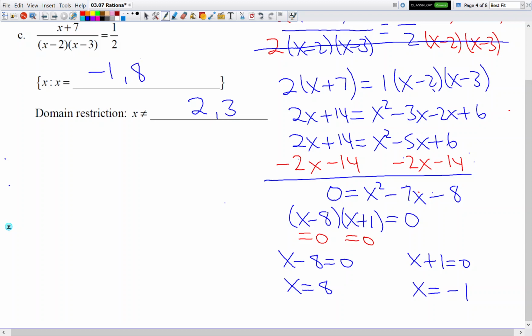Okay, so try to put your answers in numerical order. Just like your restricted numbers, try to put those in numerical order also. Smallest on the left, biggest on the right. Okay? And I think that's it.